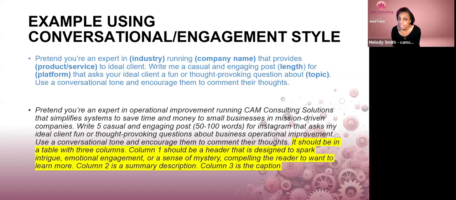Now, I've highlighted this here, and actually I'm going to add a different thing to it as well. It should be a table with 3 columns. Column 1 should be a header that is designed to spark intrigue, emotional engagement, or a sense of mystery, compelling the reader to want to learn more. Column 2 is a summary description. Column 3 is a caption. Why do I say this? Why do I say what's highlighted?